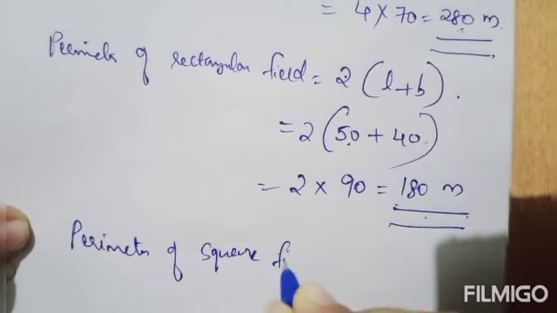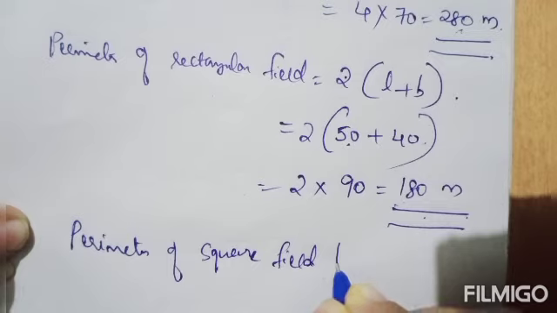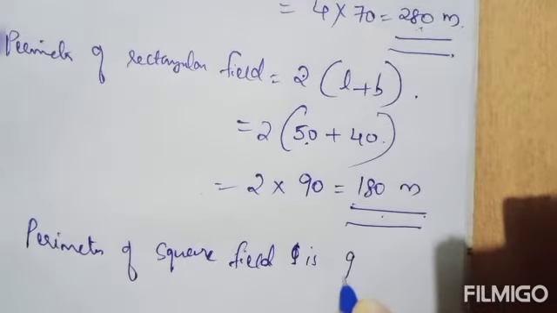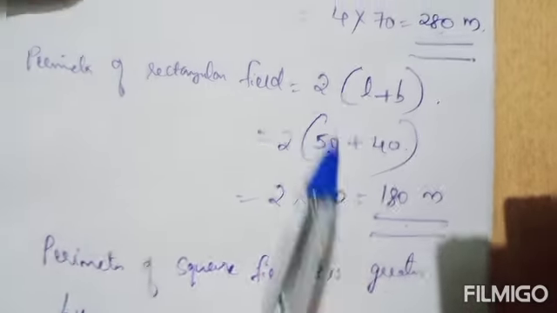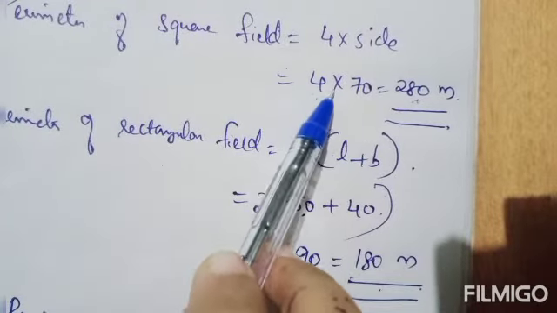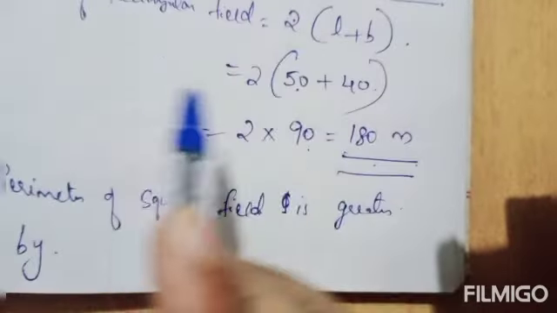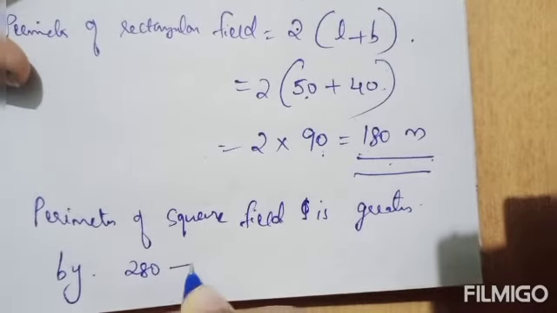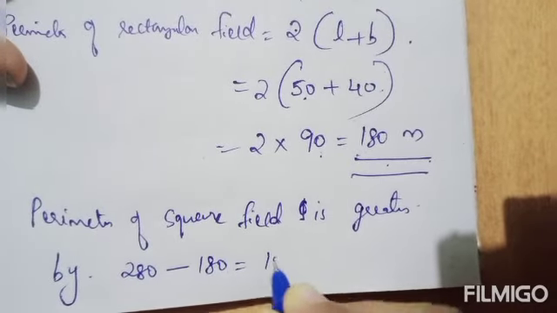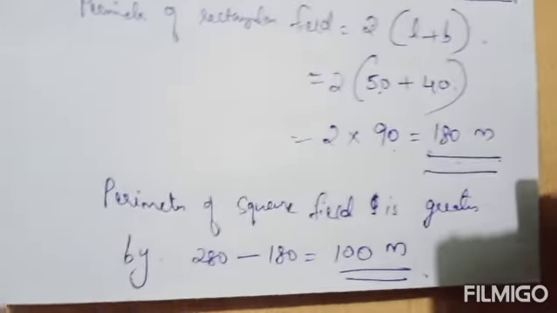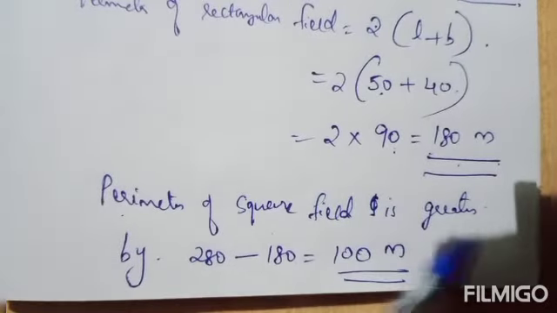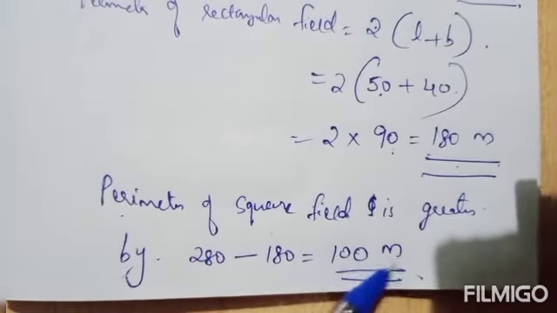Okay, square field is greater. And by how much? How can you find by how much this perimeter of square field is greater? Just subtract the two perimeters: 280 minus 180, you will get 100, unit will be meter. Okay, so perimeter of square field is greater by 100 meter.